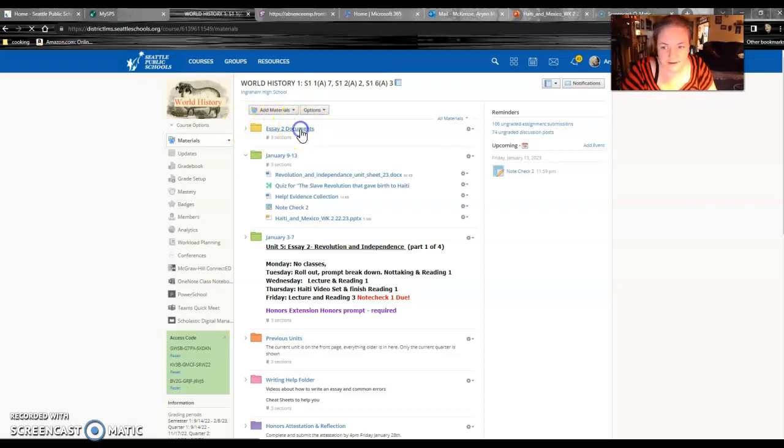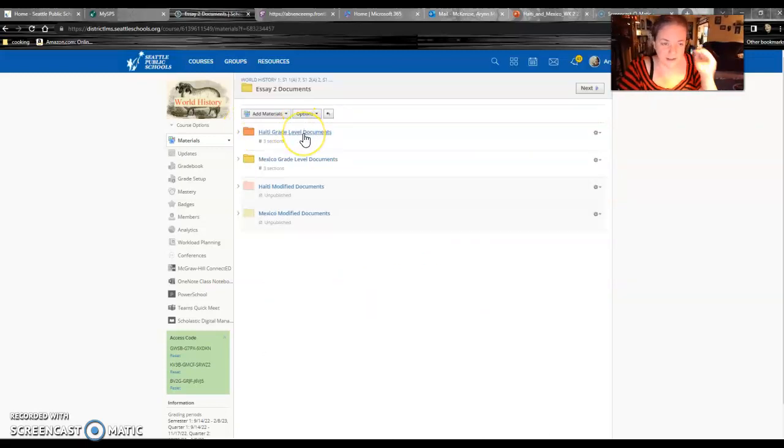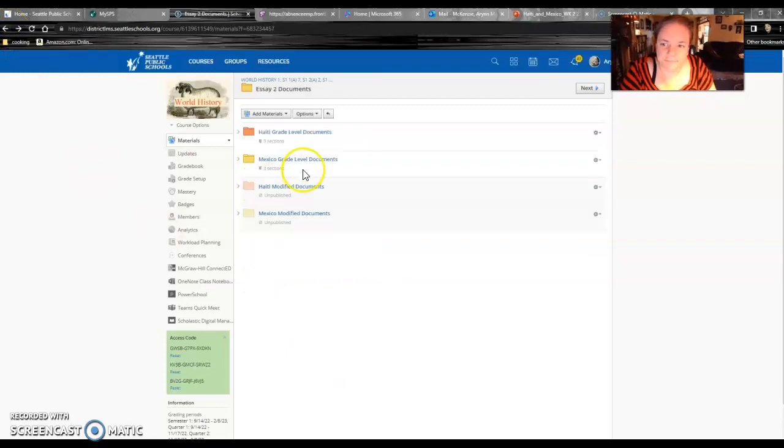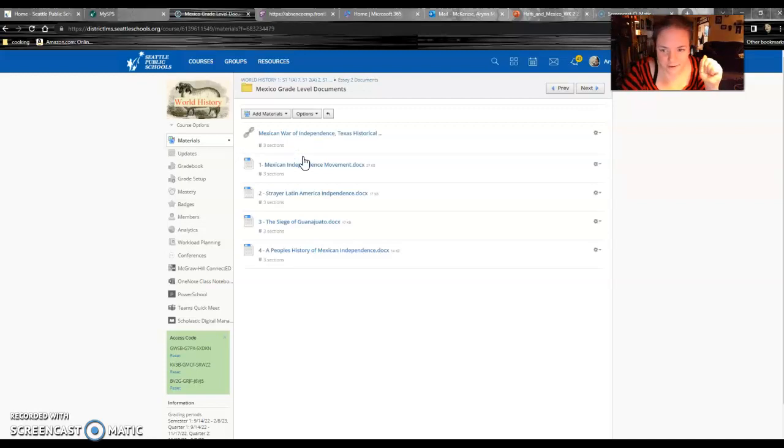Inside of the Essay 2 documents file, you'll see that there are Haiti documents and Mexico documents. All of the Haiti documents, including the supplemental ones for honors, are in here. Also, if you end up with gaps in your research, that's what you'll be using, right? And then here is where I keep the Mexico grade level documents. The Mexican Independence Movement. Oh, these are, of course, annoyingly labeled. I'm so sorry. It is Mexico 1 right now, but I will relabel it as quickly as I can. Basically, Independence Movement in Mexico is reading 5, Strayer Latin America reading 6, etc.